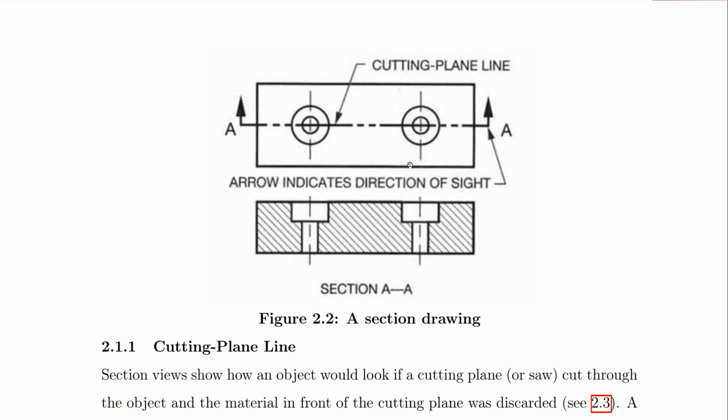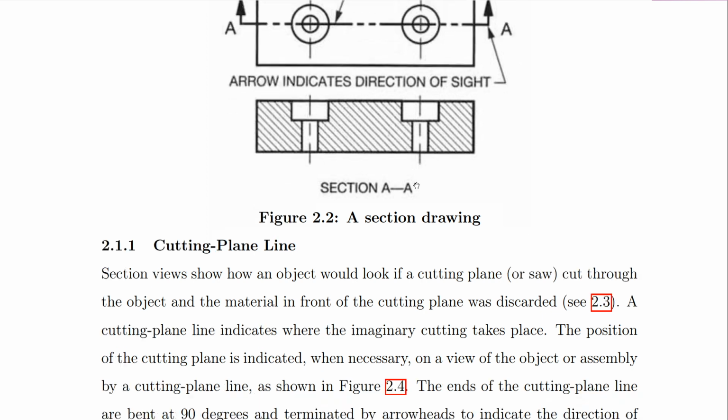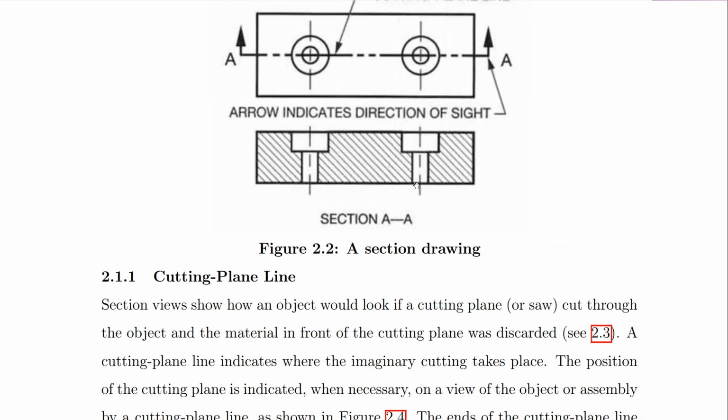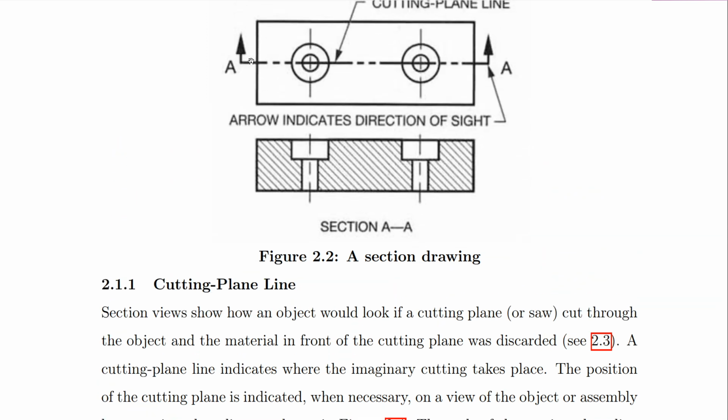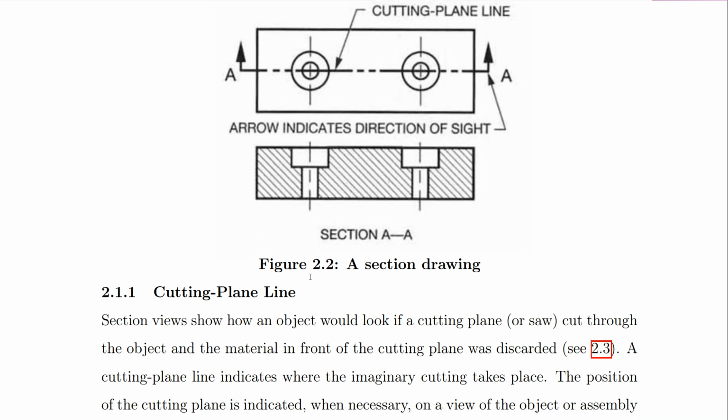And the cutting plane is what we use in opening or cutting the object into two. The cutting plane line, if you look at this one here, that is how we indicate it. Basically here, we have the cutting plane itself, and then we have the arrow at the ends, which indicate the direction at which the object is to be observed.